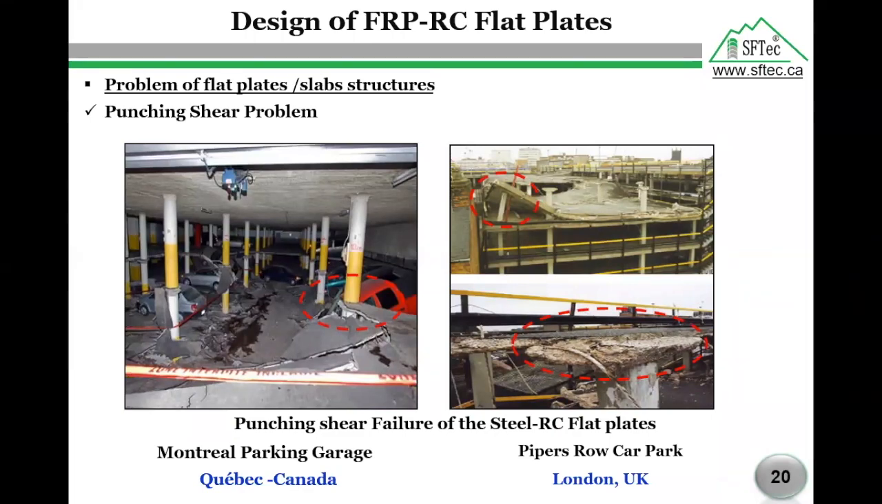As shown in these photos, photo number one on our left side is for a Montreal parking garage. The punching shear failure is very clear here around the column. And also on our right side, we have a photo for the Bibber's Row parking garage. The punching shear failure also is clear here, as you see around this red circle.